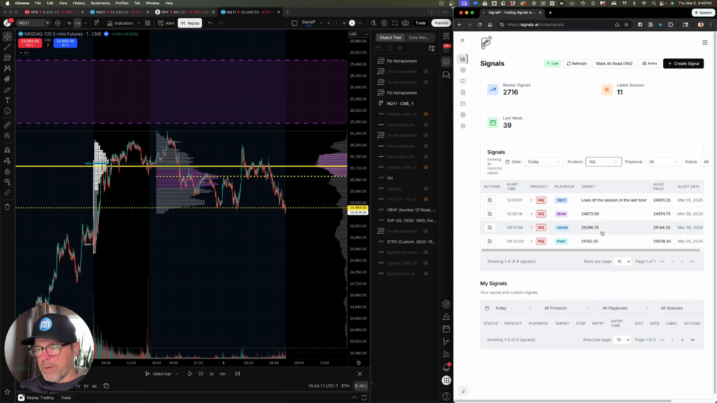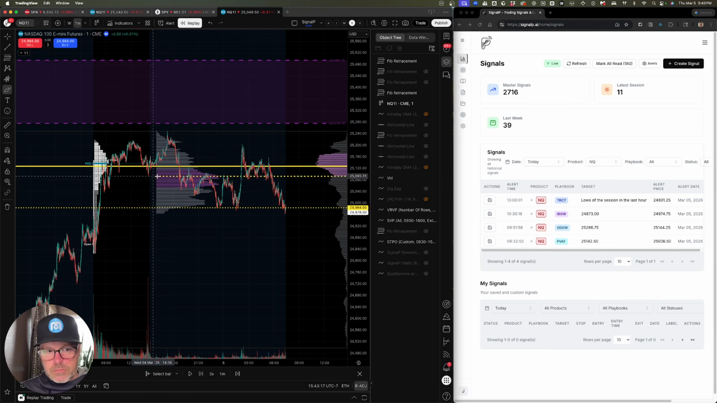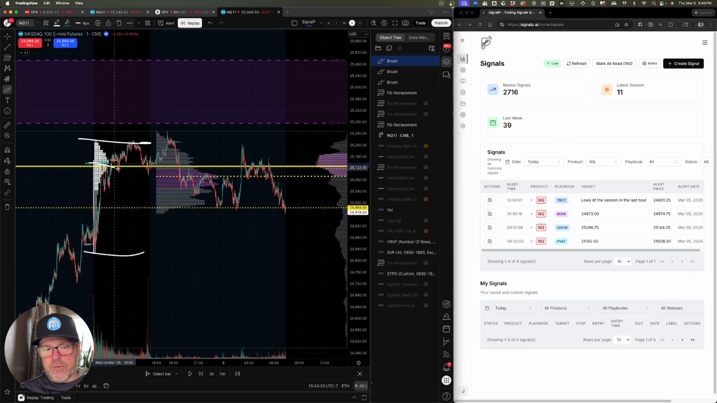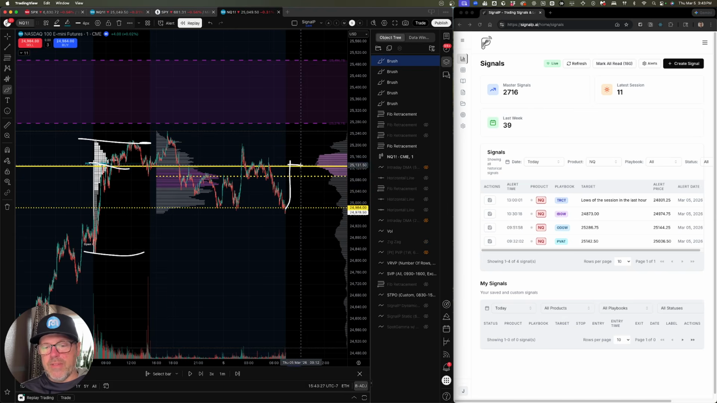So let's start with the first one. All right, the first one came in this morning, and it was a prior value test. A prior value test is the expectation that we have an auction inside of the prior range. So here's the prior range, and here's the prior point of control, and the idea is that we're going to trade up to that point of control. That target is 142. This signaled right after the open.